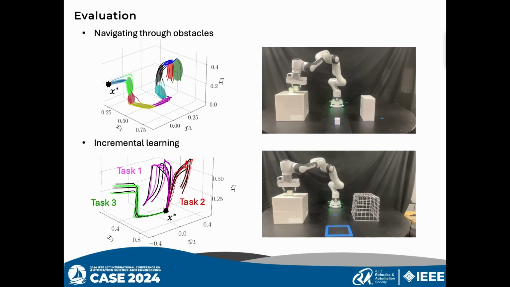And our approach also fits in the incremental learning setting pretty well. Here, we want the robot to learn 3 different tasks sequentially in a single motion policy. And we see the robot can reproduce the latest new task while it's still able to preserve all the old ones here.